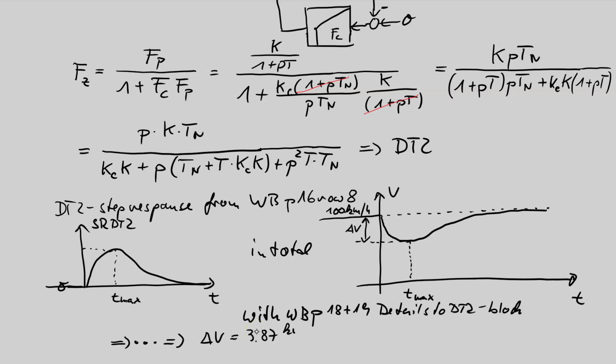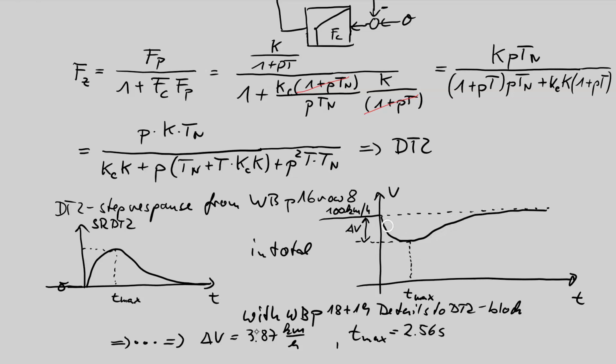3.87 kilometers per hour and Tmax is 2.56 seconds. So with these values, with our K4, we see, okay, the speed is 100 kilometers per hour up to the corner of the hill, then this goes down to say 96 kilometers per hour, and then after 3-4 seconds this goes up back again to 100 kilometers per hour.